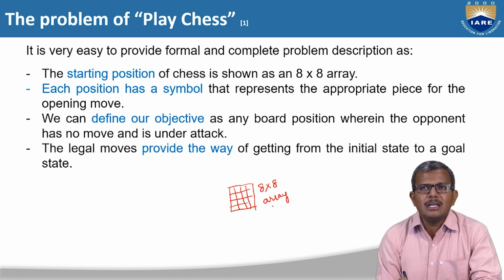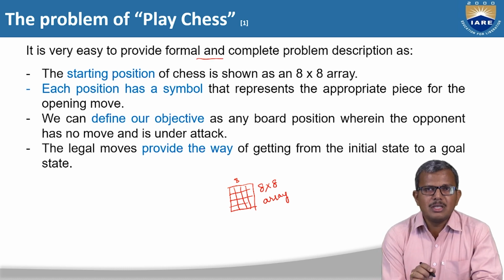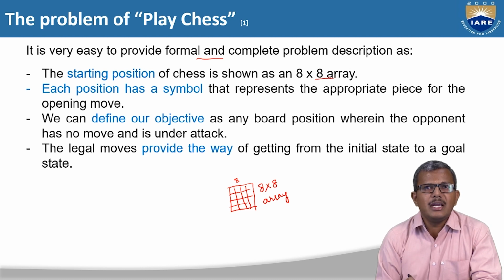In this 8 by 8 array, the problem we are going to face is, for each and every move, with 8 rows and 8 columns, how many combinations are coming? All those combinations are called the board positions, the board positions for each and every piece in the chess. For those board positions, we are supposed to mention the rules. That's why we say that before writing the rules, we should provide a formal and complete problem description. In this case, it is nothing but the starting position of the chess game, which is shown as an 8 by 8 array.